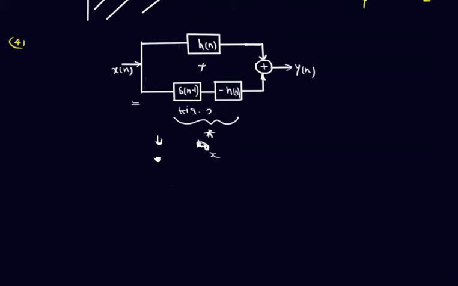Okay, so let us convert this particular block diagram into a sequence format. Let me just erase this chunk here. Now what we have to do is convolve these two particular blocks. So delta of n minus 1, both are in cascaded form, so they will be convolved with each other, and here we have h of n.